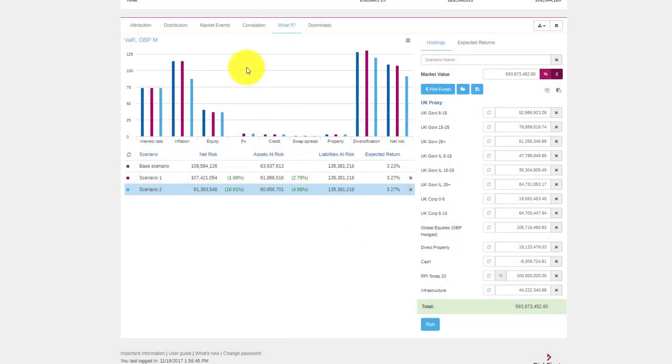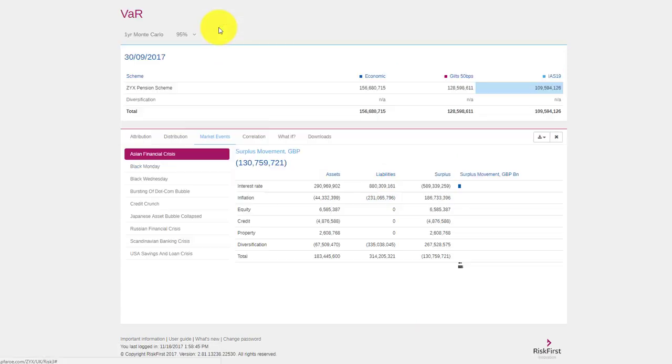The Market Event tab summarizes the effect that selected major economic crashes of history may have on a scheme's assets and liabilities were they to reoccur at the valuation date, provided as an instantaneous stress. The scenarios are constructed from analysis of historical data, which are then applied to the scheme's assets and liabilities at the valuation date.